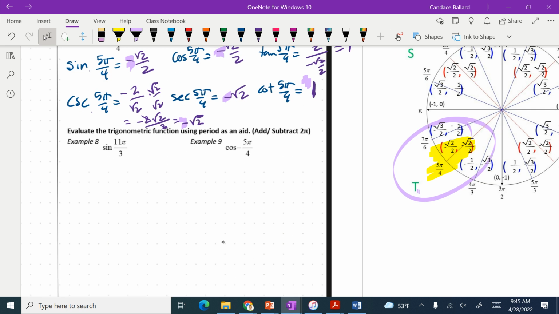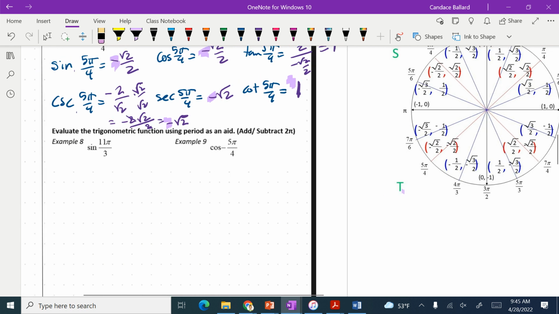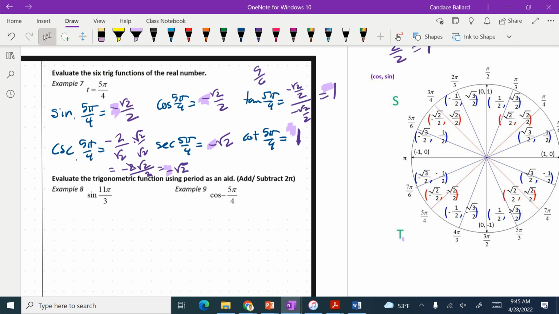Is 11 pi over 3 on our unit circle? No. Have you noticed that we haven't done any degrees today? If it gave it to you in degrees, it's going to be the same thing. I did a Delta Math where I gave you part of it in degrees and part in radians. It's going to work the same way. But we're making that transition because as we grow in calculus, we only use radians. So we're going to transition into radians here.